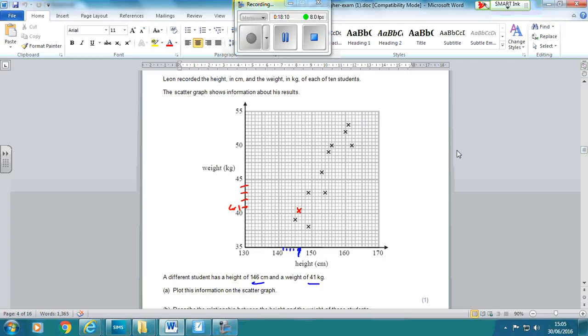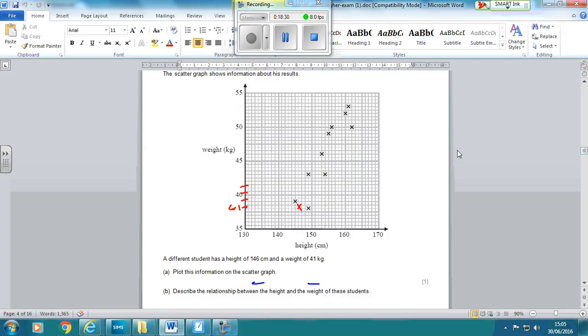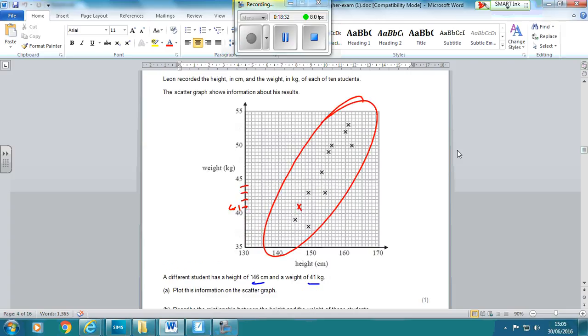No, sorry, if we go up, it's got to be 2 squares up. So we're looking at 1, 2, 3, 4. That's what we're looking at there. Now, describe the relationship. The next question says, describe the relationship between the height and the weight of these students. Whenever it goes up like this, in this direction, that's what we call positive correlation. What that means is that the bigger this is, the bigger this is. So you could say that students that have a bigger height weigh more.